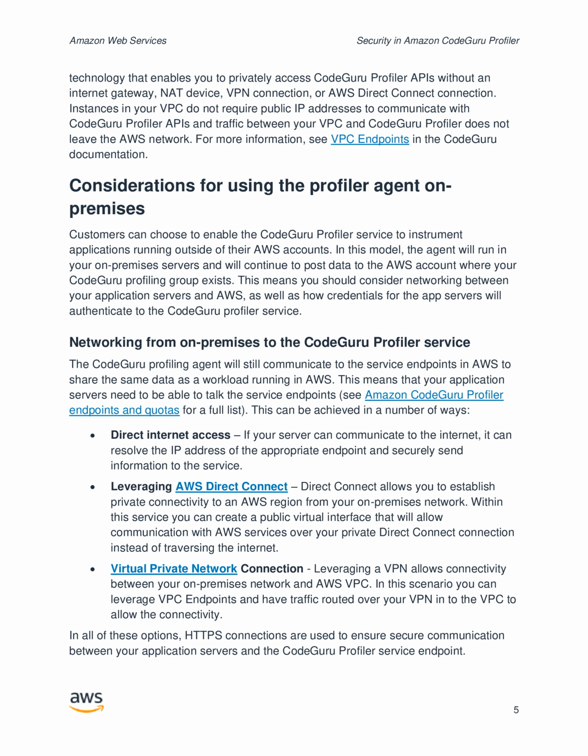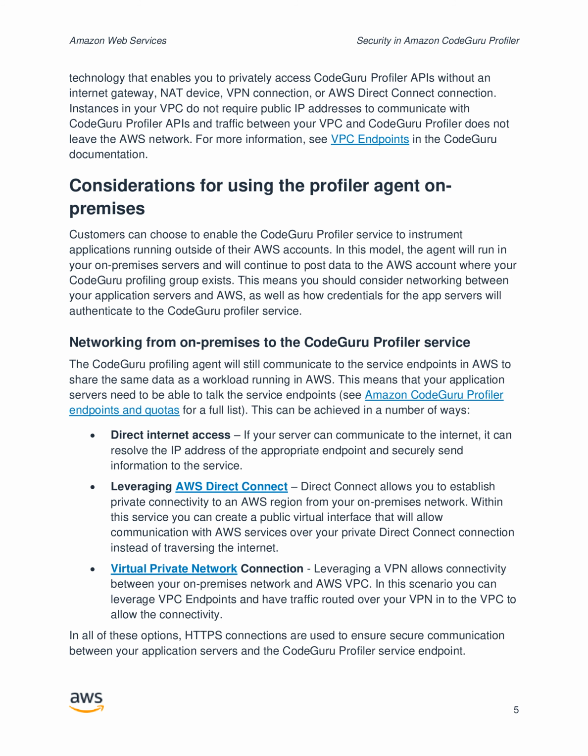Considerations for using the Profiler agent on premises. Customers can choose to enable the CodeGuru Profiler service to instrument applications running outside of their AWS accounts. In this model, the agent will run in your on-premises servers and will continue to post data to the AWS account where your CodeGuru profiling group exists. This means you should consider networking between your application servers and AWS, as well as how credentials for the app servers will authenticate to the CodeGuru Profiler service.